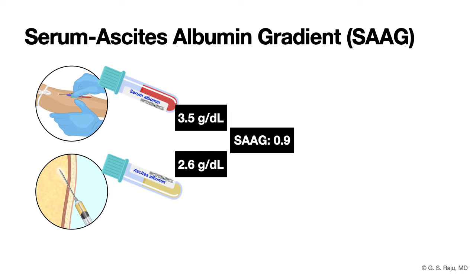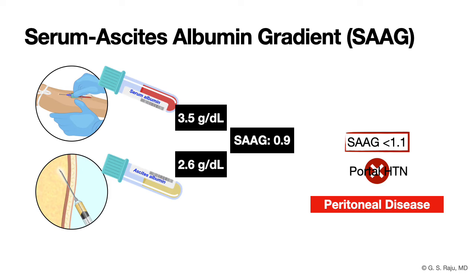So we know from extensive work that for the serum ascites albumin gradient, the cutoff is 1.1. If the serum ascites albumin gradient is less than 1.1, you can safely say this is unlikely to be portal hypertension, and most likely to be due to peritoneal disease, peritoneal inflammation.